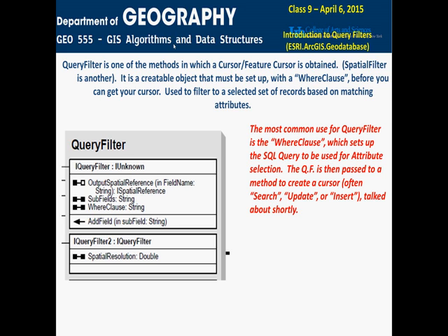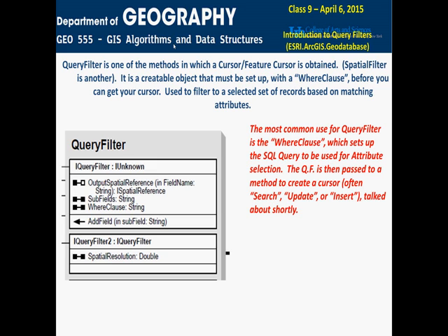So one of the most common ways in which we obtain a cursor is a query filter, and it's the IQueryFilter interface. Another is a spatial filter. I think we have a slide, I think that's the next slide. A query filter is a co-class. It's a creatable object that must be set up with a where clause before you can get your cursor.